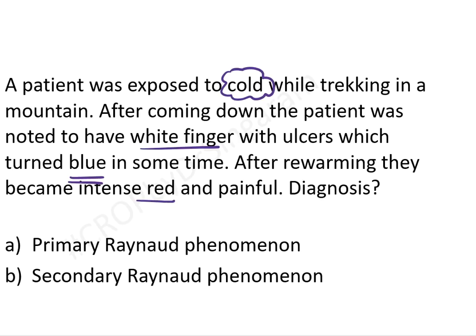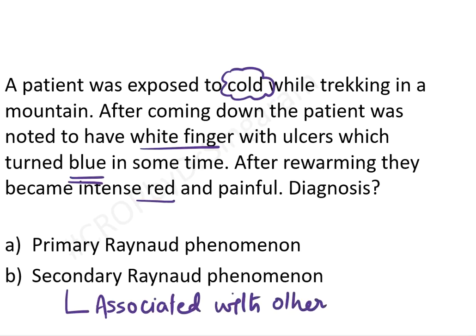Remember, there are two things: primary and secondary Raynaud phenomenon. Secondary Raynaud phenomenon is associated with other systemic diseases, other disorders, for example scleroderma. If it is associated, then it is called secondary Raynaud phenomenon.